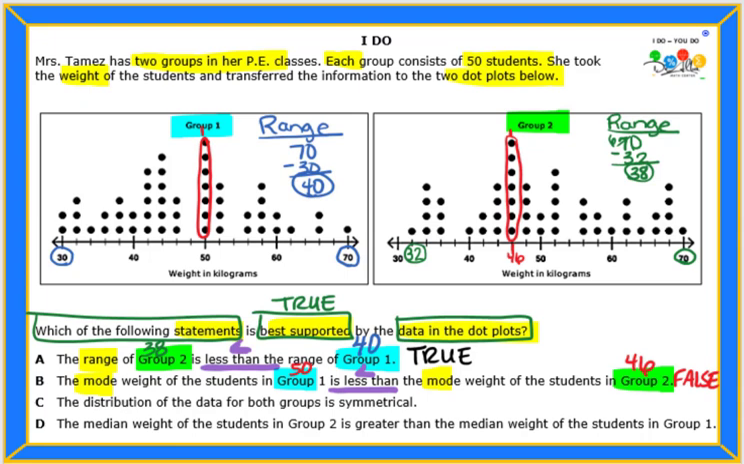Now I'm going to look at letter C, which is the distribution of data for both groups is symmetrical. They're talking about the shape here, and they said for both. So let's draw our shape. Remember, we're going to follow the outline, and at the peak, we're going to drop back down. We're going to do the same thing for our second one.